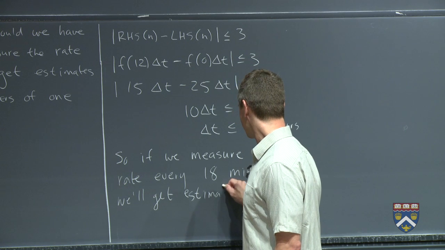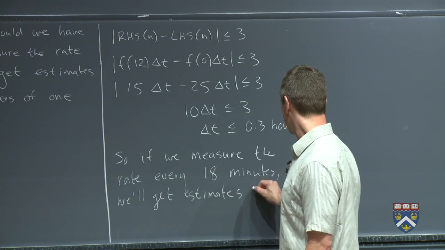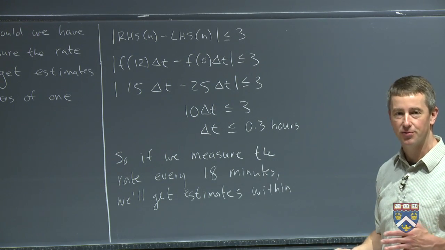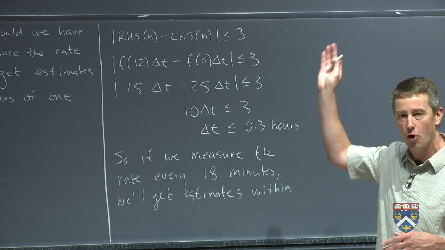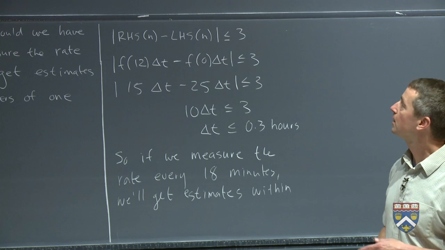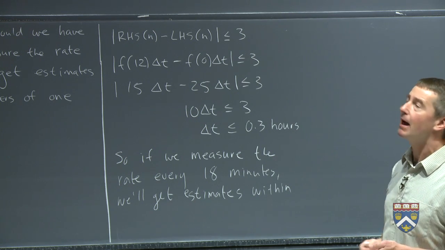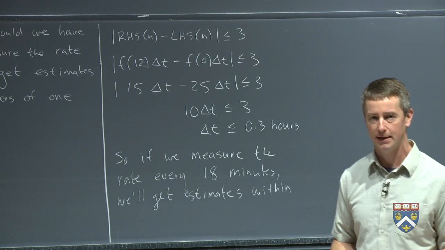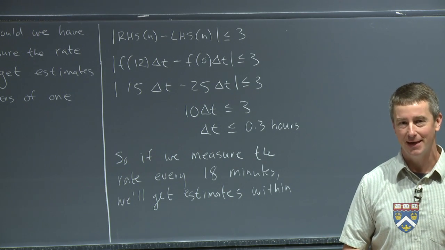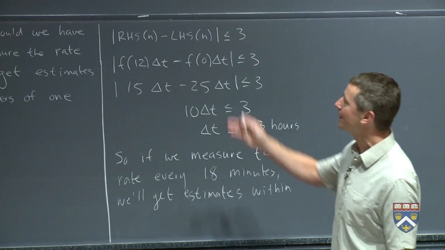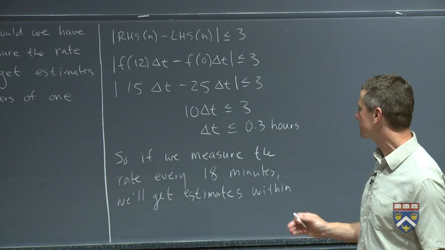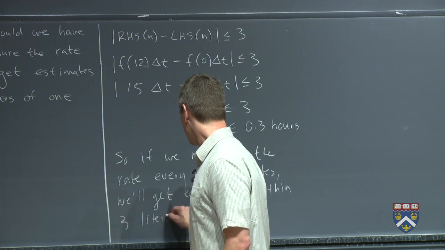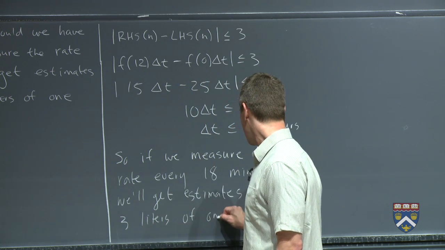Let's pause and think about this for a second. When we measure every 18 minutes instead, we're going to get a whole bunch of new numbers in the table up there. We don't know what they're going to be, like the values at f of 0.3, f of 0.6, and f of 0.9. We don't know what any of those numbers are going to be. And yet we know that when we take the right-hand sum minus the left-hand sum, they're going to cancel no matter what, and we're going to get the estimates within 3 liters of one another, just as we want.